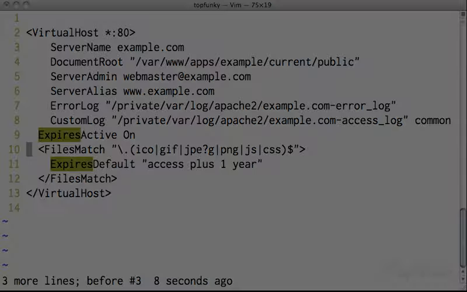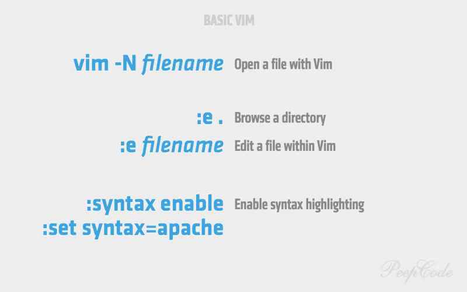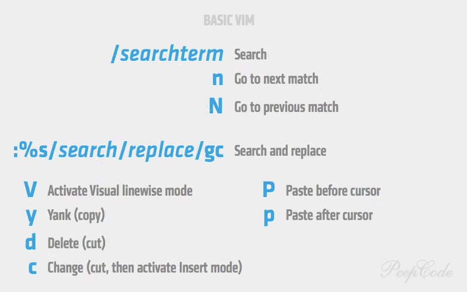You now know how to fire up Vim in its useful state, -N, browse a directory, open files, and turn on syntax highlighting. You can navigate simply, search for text, and substitute with a regular expression. You can select arbitrary amounts of text, copy, delete, or change it, and paste it elsewhere. You can save your changes or throw them away.